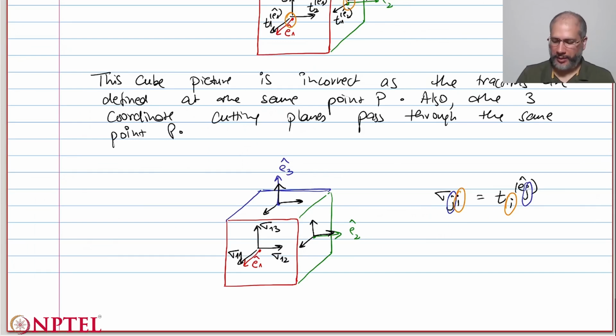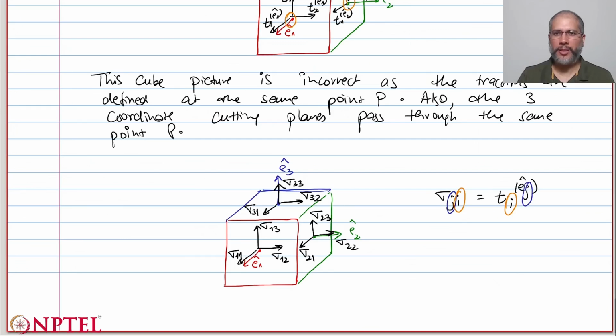So on the E2 plane, which is the green plane, we'll have sigma 2 1, sigma 2 2, and sigma 2 3. Again, the first index of sigma is 2 in this case because it's on the E2 hat cutting plane. And then on the E3 hat, that is the blue cutting plane, we have sigma 3 1, which is the first component of the traction vector on the E3 hat plane, sigma 3 2, and sigma 3 3. And you would definitely see this kind of a cube picture which is used to represent the stress tensor.